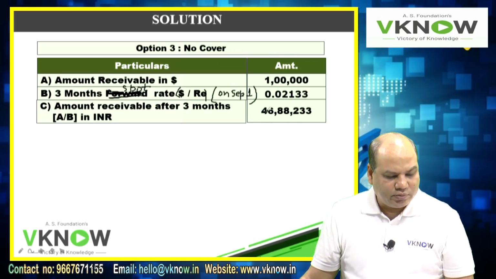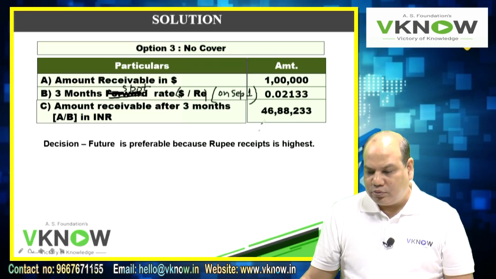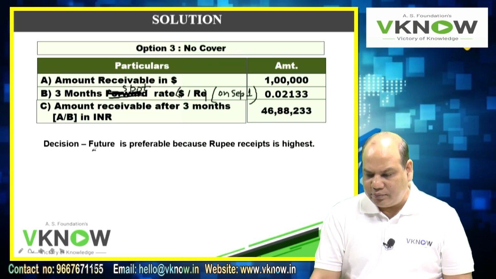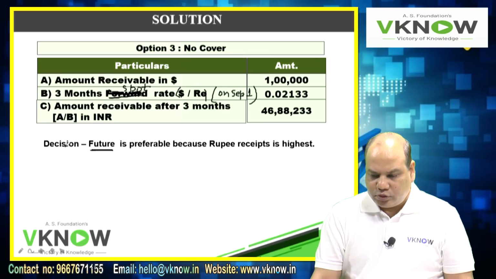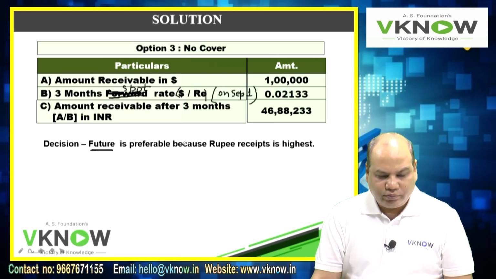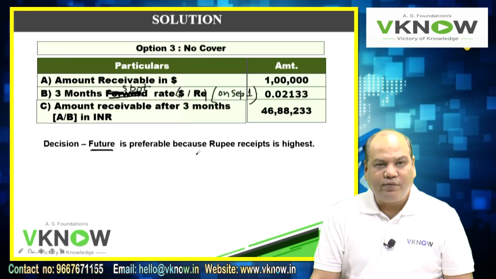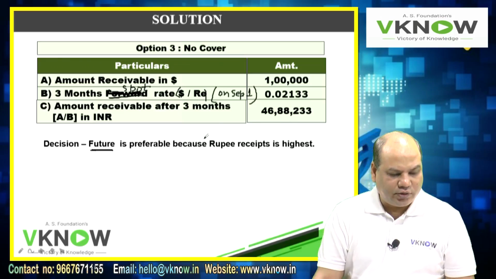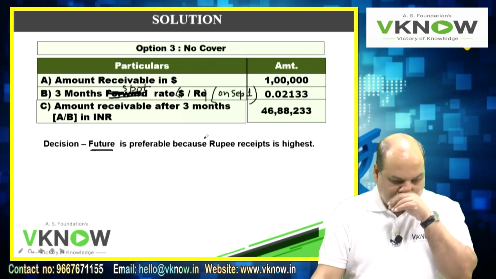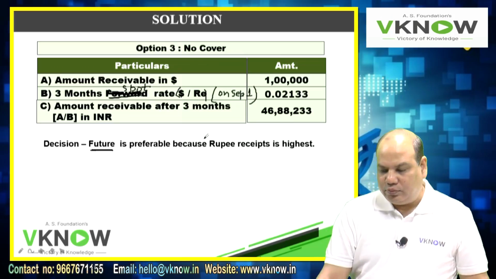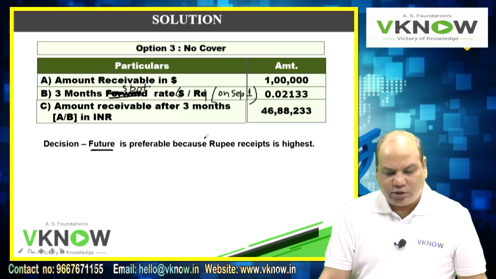Compare the 3 answers and check under which alternative you are getting highest rupee inflow. So the answer is under future contract. Write down here decision, future is preferable, because rupee receipts is highest. Since the rupee receipt is highest under future contract, it should be preferred. This way you can write.